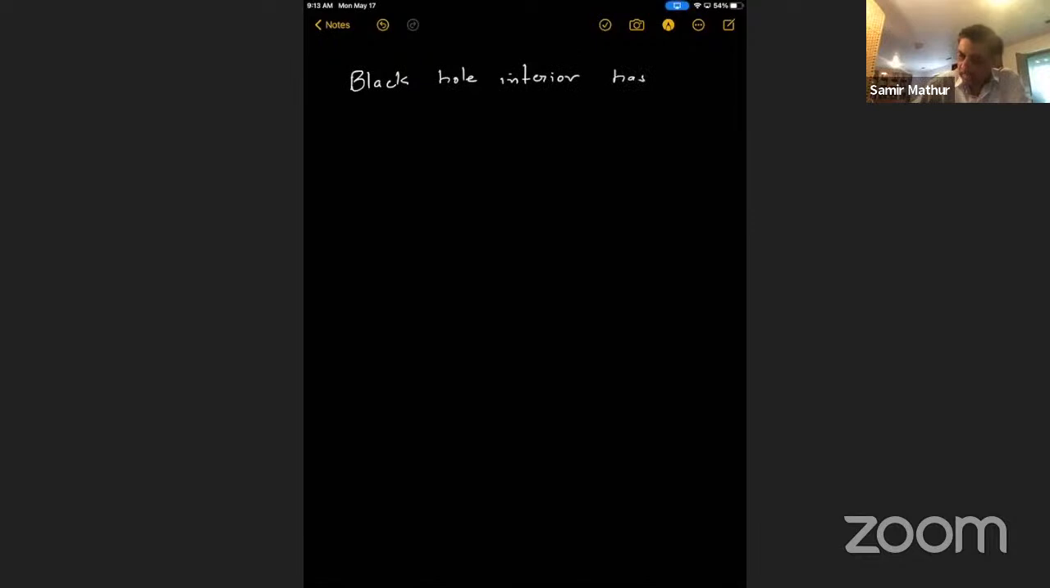So let me try to screen share my iPad. Okay, so you should be able to see the iPad up there. And just to remind ourselves, what is the problem that we are addressing? In the first assignment, we learned that the black hole inside has an infinite amount of space. So the black hole interior has infinite space.